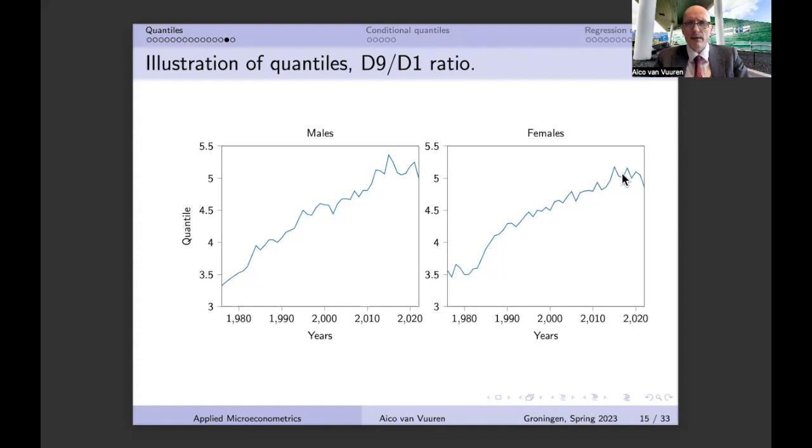increase has been a little bit lower. That's maybe not that easy to see from this picture, but take into account that if we start here in 1975, then we see that inequality among females was larger than that of males. And now in 2021, it was actually smaller.